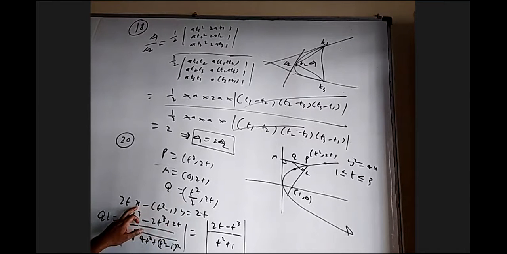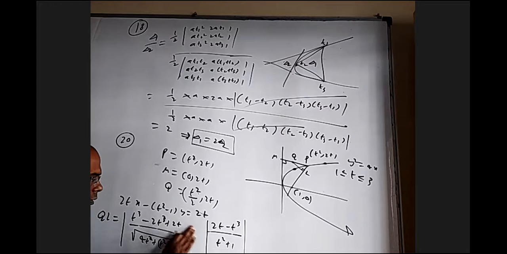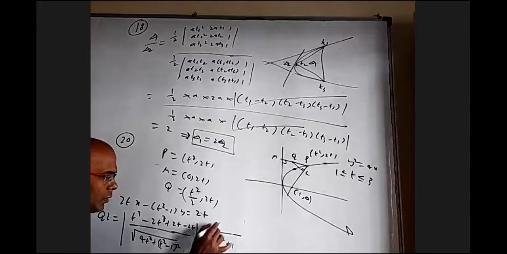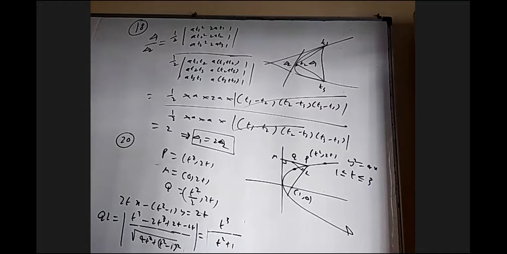This is t square by 2, so t cube. This is 2t. I forgot to bring this 2t to this side. I have to bring minus 2t. So 2t is gone, and I'm left with only t cube finally. So it is t cube by t square plus 1.